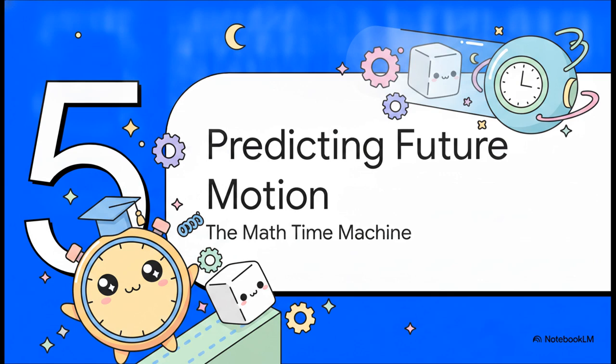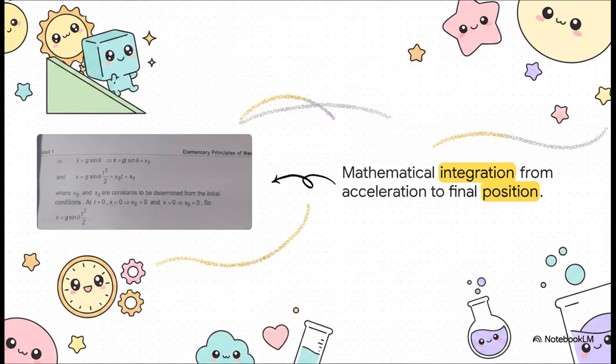Finally, Section 5, predicting future motion, the math time machine. Just follow the mathematical progression here. We start with our acceleration x double dot equals g sine theta. And this brilliantly illustrates how, through mathematical integration, we can step up to velocity x single dot by multiplying by time t and adding an initial velocity constant v0. Then we integrate one more time to find the exact position x. It becomes g sine theta times t squared over 2 plus v0 times t plus our starting position x0. Guys, we've essentially just built a mathematical time machine.